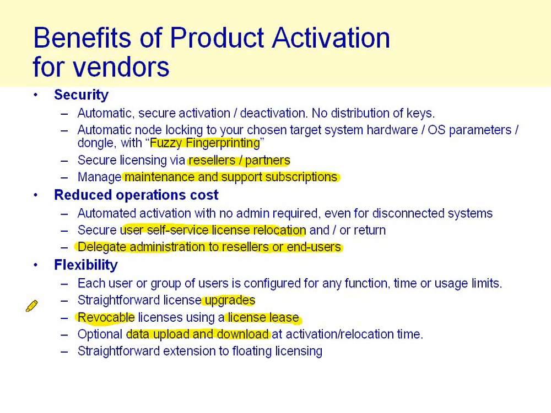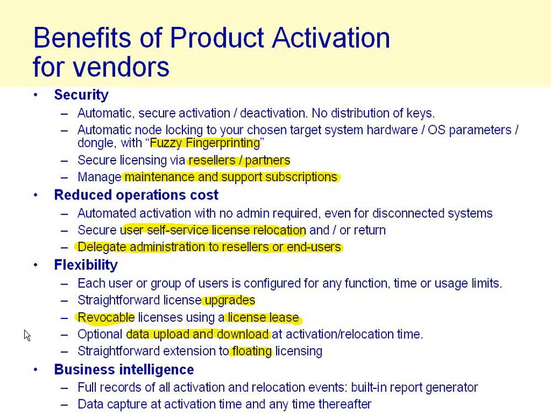And you can also download data. So you could be downloading information about new versions, special promotions, and so forth. And as we'll see, if for certain customers you want to offer floating licensing or licensing from a redistributed server, then it's the same executable, same API, same system, just a different deployment scenario. And then finally, in terms of business intelligence, you have full records of all activation events as a built-in report generator. You'd be capturing data at activation time and so on.